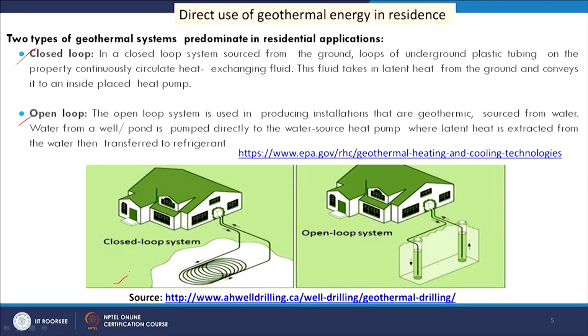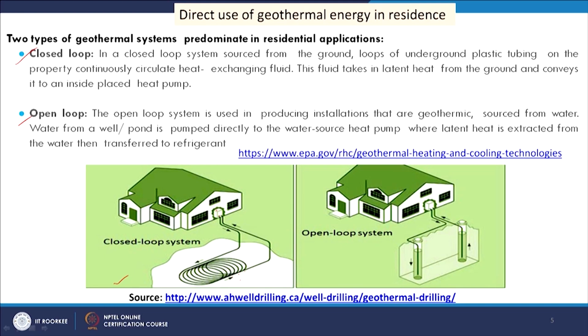Now, if we want to use it directly, there may be two modes: one is closed loop and another is open loop. This figure shows the closed loop application of geothermal energy. Here we have some piping arrangement under the earth where the heat source is available, so there may be some rock layer. We are sending a liquid, water, through this pipeline, and it goes and takes the heat from inside the earth and this layer, and again it comes back from there to our house.